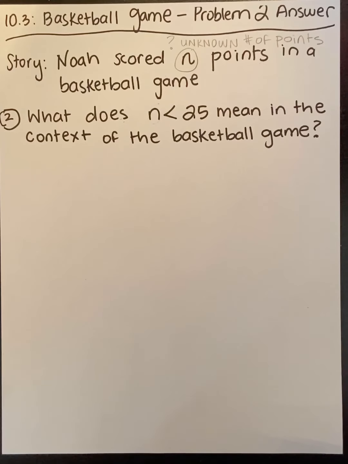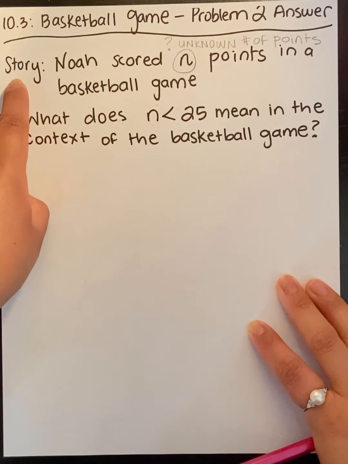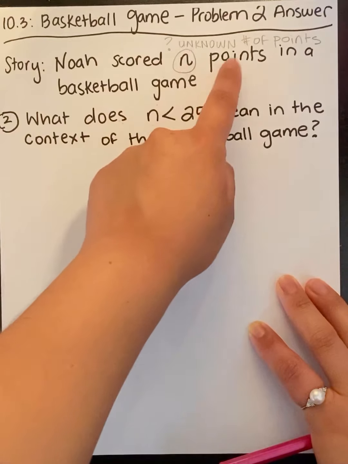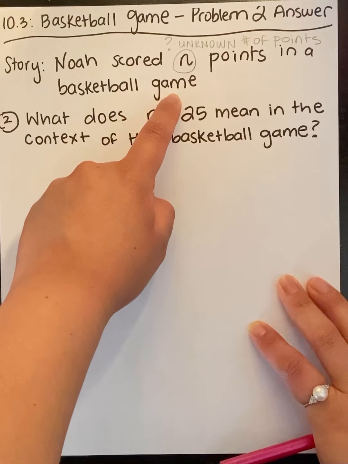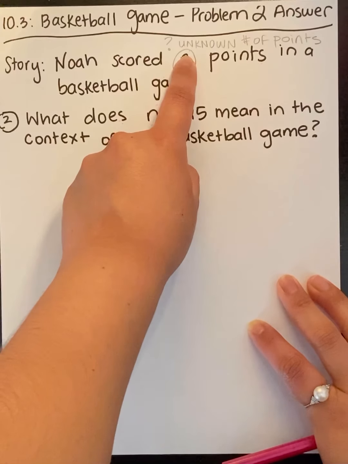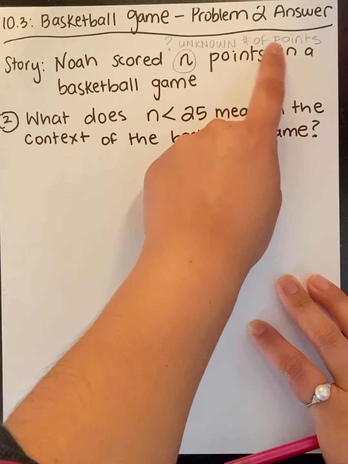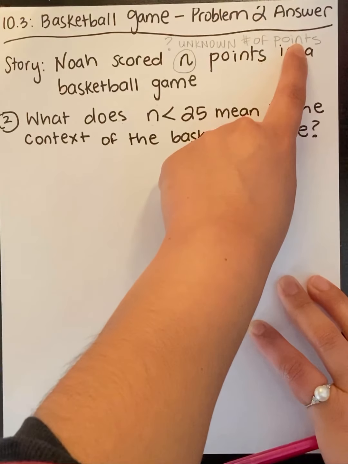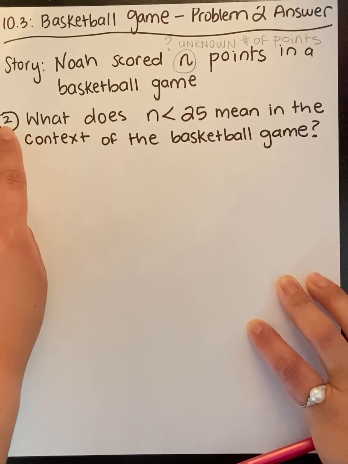For problem number 2, we are using the same context, which is another word for story, as the last video. Noah scored N points in a basketball game. And to quickly review, N is our variable because it is unknown the number of points that Noah scored in the basketball game. Let's now read problem number 2.